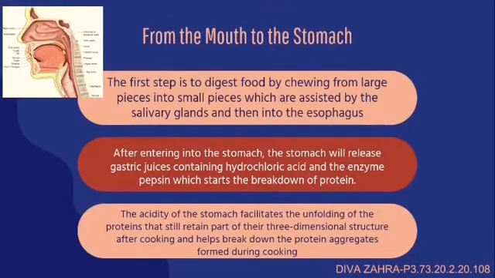After entering into the stomach will release gastric juices containing hydrochloric acid and the enzyme pepsin, which start the breakdown of protein. The acidity of the stomach facilitates the unfolding of the proteins that still retain part of their three-dimensional structures after cooking and helps break down the protein aggregates formed during cooking.